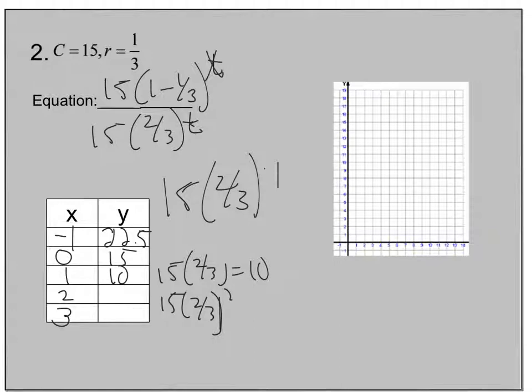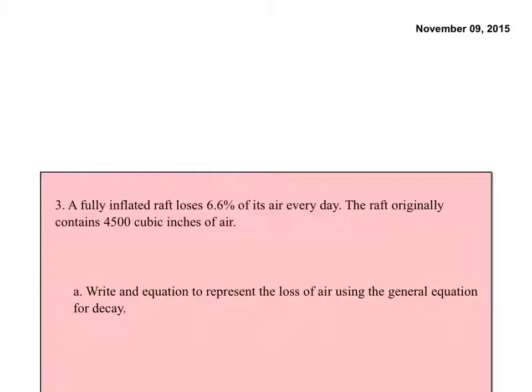Times 15. So that's going to be 6 2/3, or 6.6 repeating. And if I take 2/3 raised to the third power times 15, that's going to give me 4.4 repeating. So at -1, I'm at 22.5. At 0, I'm at 15. So at 0, I'm right there. At 1, I'm at 10. At 2, I'm at 6 2/3. And at 3, I'm at 4.4. So this one's not going to be quite as steep, but it's still going to follow that same kind of reasoning right there.